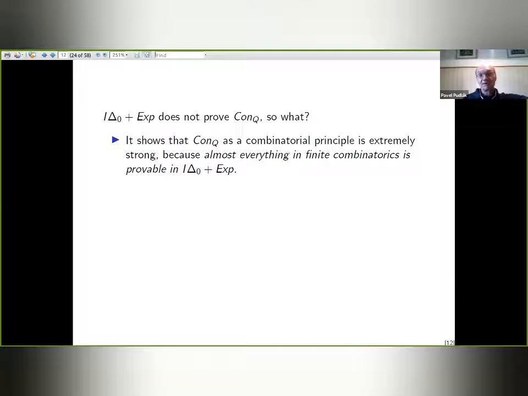because almost everything in finite combinatorics is provable in I delta 0 plus exponentiation. If you consider standard combinatorial results, then they need just one exponentiation or two exponentiations. And in I delta 0 plus x, we can have as many as possible. So I delta 0 plus x is very strong, and still doesn't prove conQ. So it's unlikely that conQ can be presented as a simple or standard combinatorial principle.